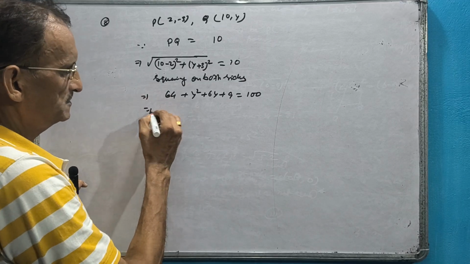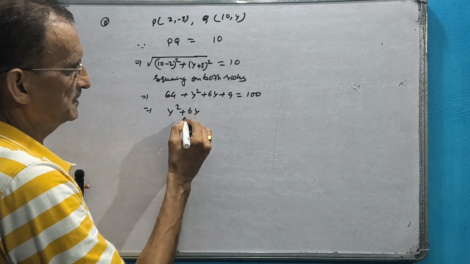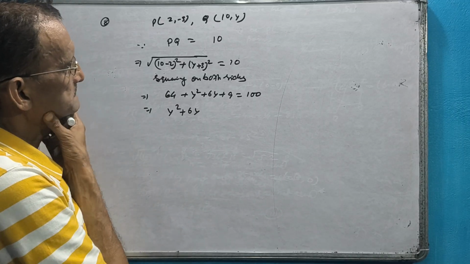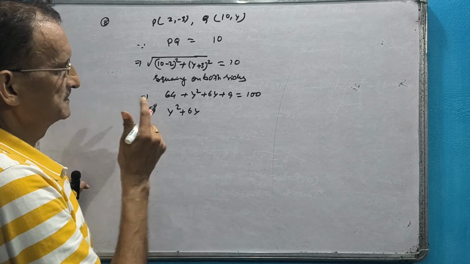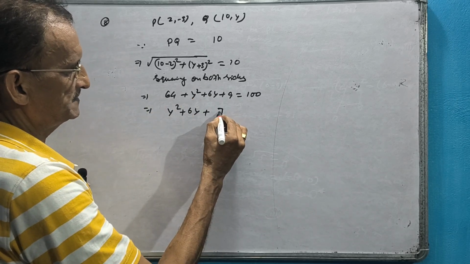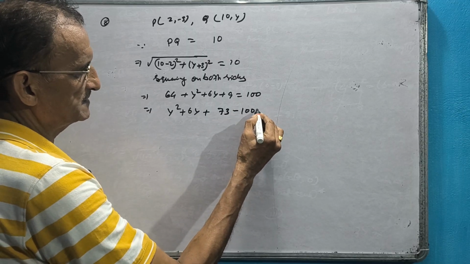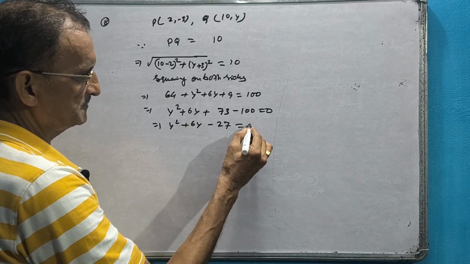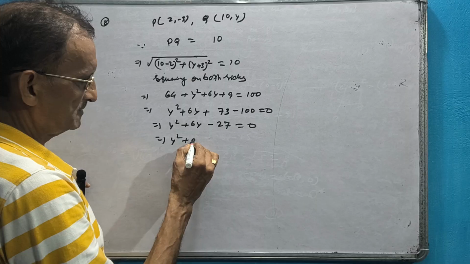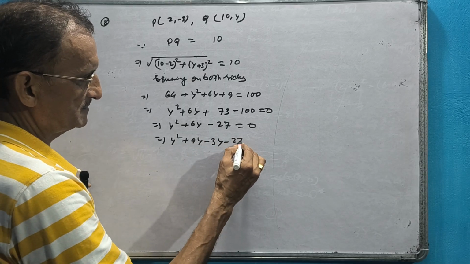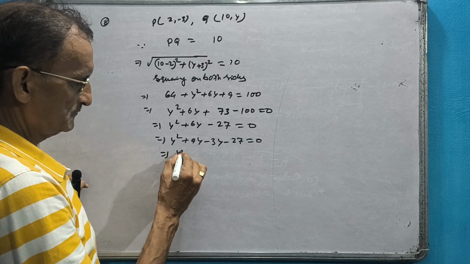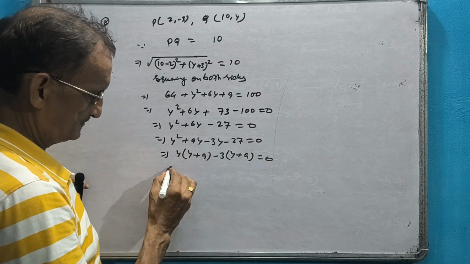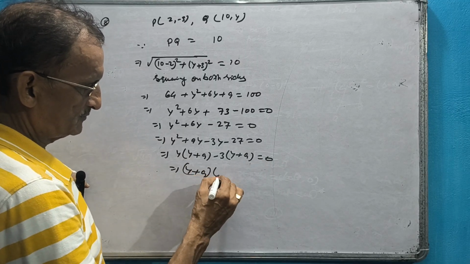So actually what we have got? y square plus 6y, how much will we get? Plus 73, transpose this side, minus 100 equal to 0. So y square plus 6y minus 27 equal to 0. So y square plus 9y minus 3y minus 27 equal to 0. So y common, y plus 9, minus 3 common, y plus 9 equal to 0. So y plus 9 into y minus 3.